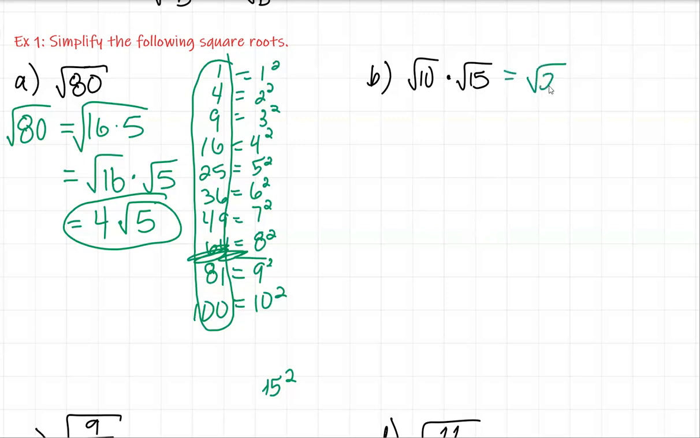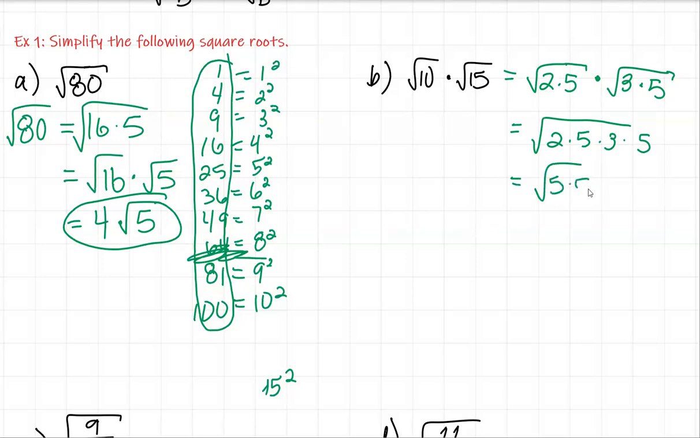In 10, I know that's 2 times 5. In 15, I know that's 3 times 5. Oh, and now I can just combine them according to the product property. So I can do 2 times 5 times 3 times 5. And I can reorganize it a little bit. I can say 5 times 5 times 2 times 3.